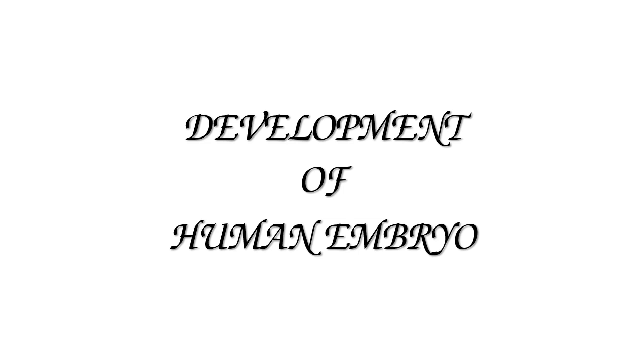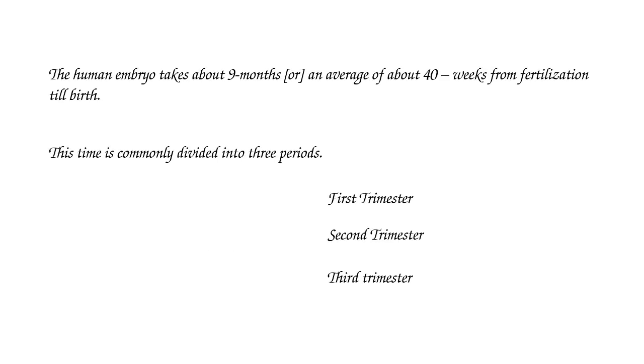The development of the human embryo. The human embryo takes about 9 months, or an average of about 40 weeks, from fertilization till birth. This time is commonly divided into three periods. They are first trimester, second trimester, and third trimester.